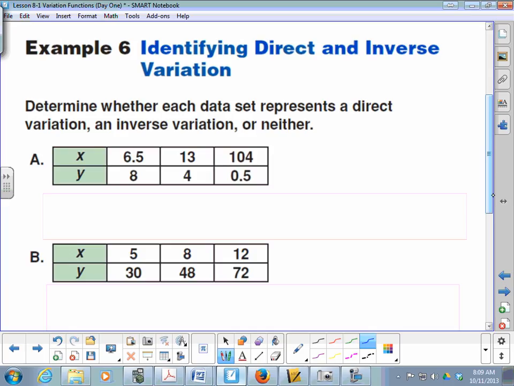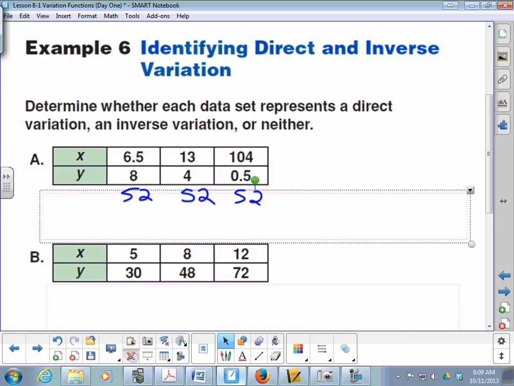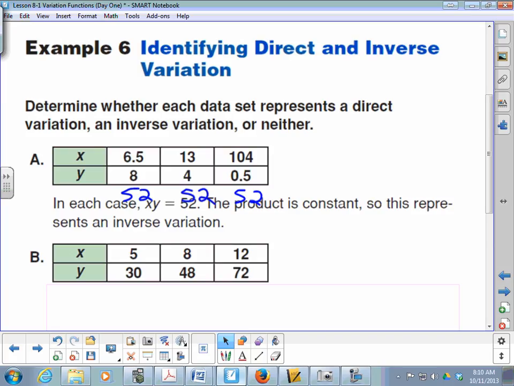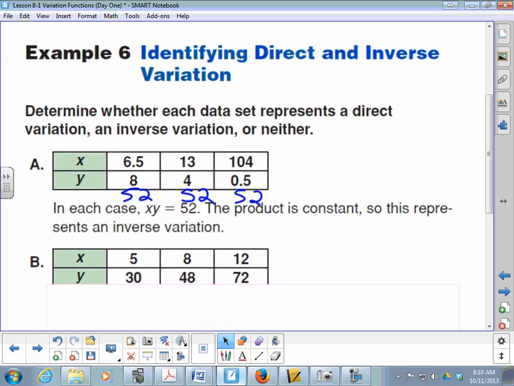So I know 13 times 4 is the easy one. That's 52. Half of 104 is 52. And this one's the big question mark. Is 6.5 times 8 52? All right, so all of those are the same. So then this is an inverse variation relationship because x times y is equal to 52. But the first thing I looked at is, okay, what's happening with x and y to begin with? As x gets bigger, what's happening with y? Is it getting bigger or smaller?